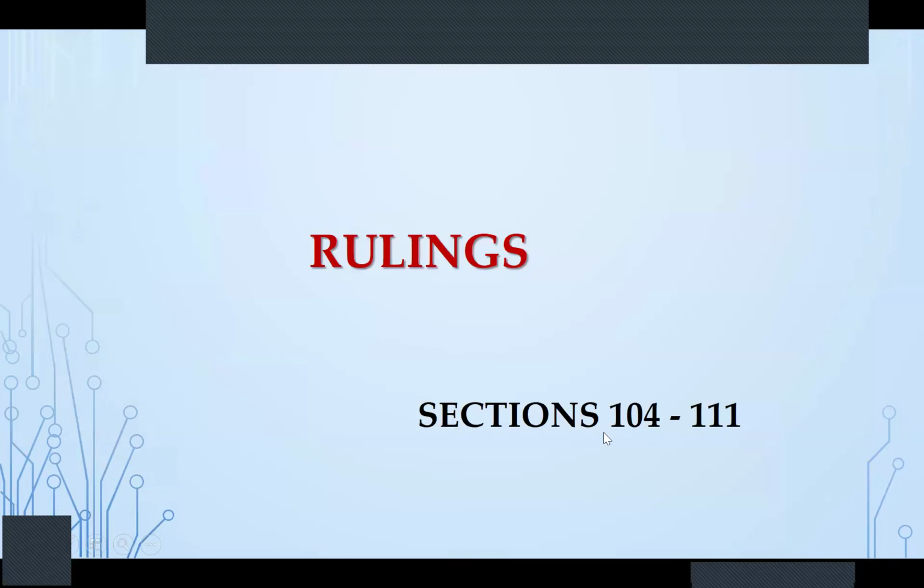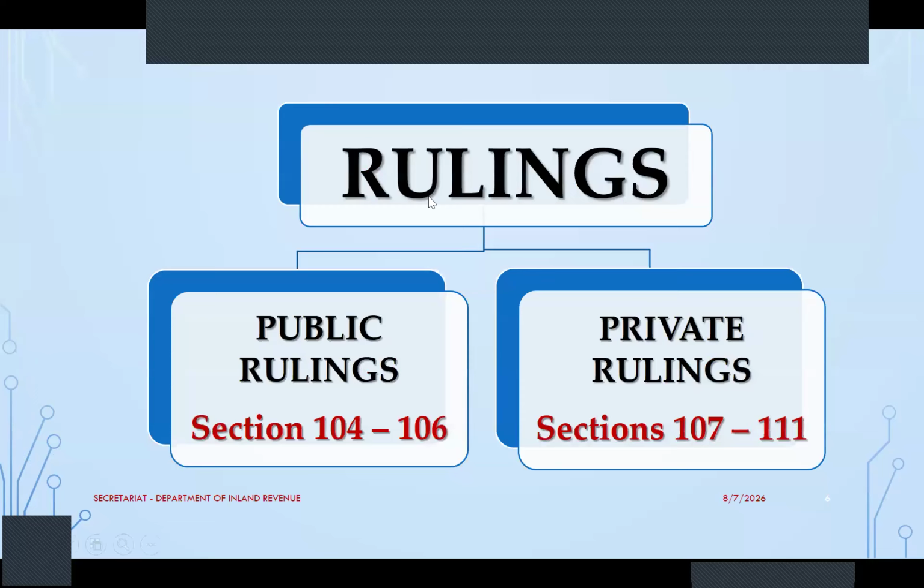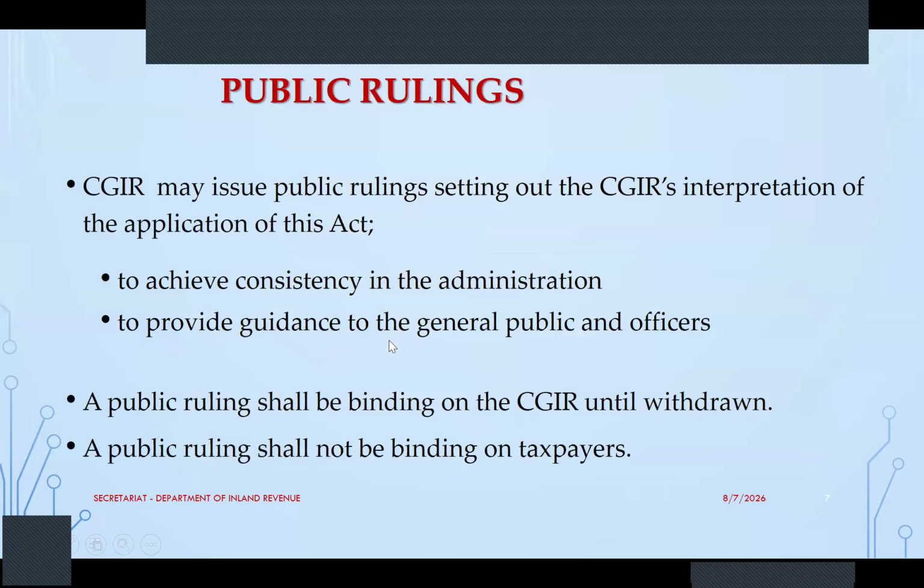So from 104 to 111, we have specific provisions for issuing rulings. Rulings can be divided into two types: public rulings and private rulings. From section 104 to section 111, you can see provisions with regard to rulings. So what are the public rulings? Who can issue those public rulings?